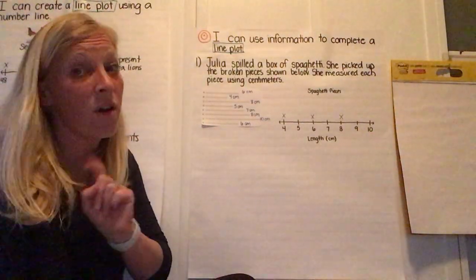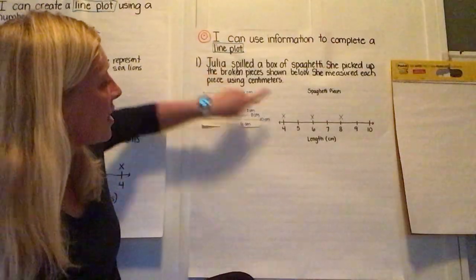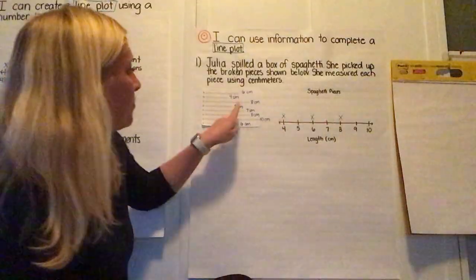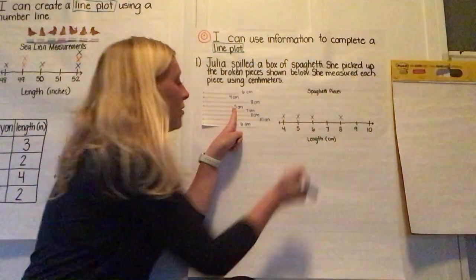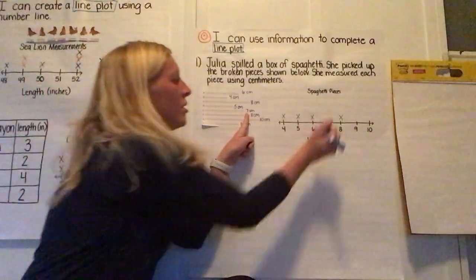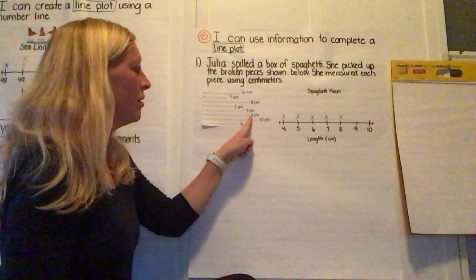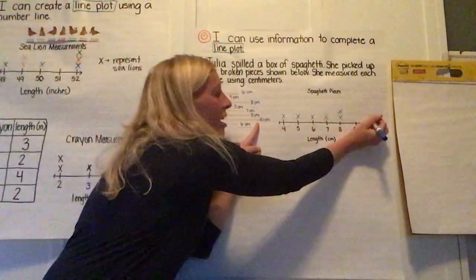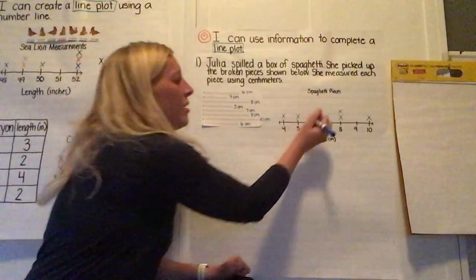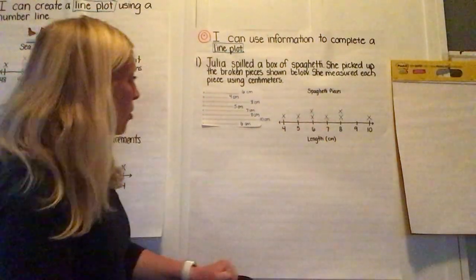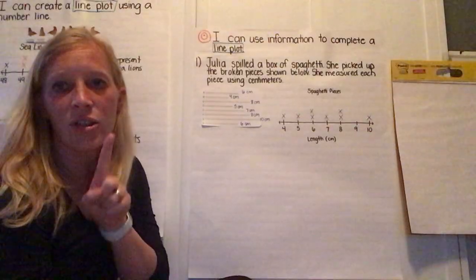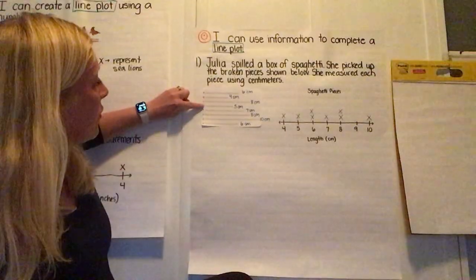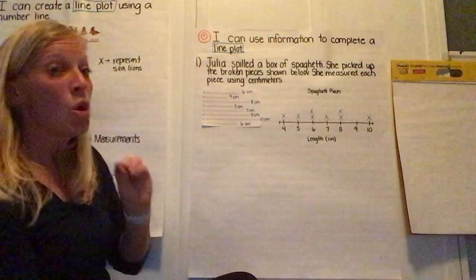So let's double check, make sure we've already plotted some of them, right? We've done our 6, our 4, our 8. What do we need to plot next? Our 5. Then what? Our 7. Okay. Our 8 again. Our 10. And there's that 6 again. Okay. How many X's should we have? 1, 2, 3, 4, 5, 6, 7, 8. We should have 8 X's.